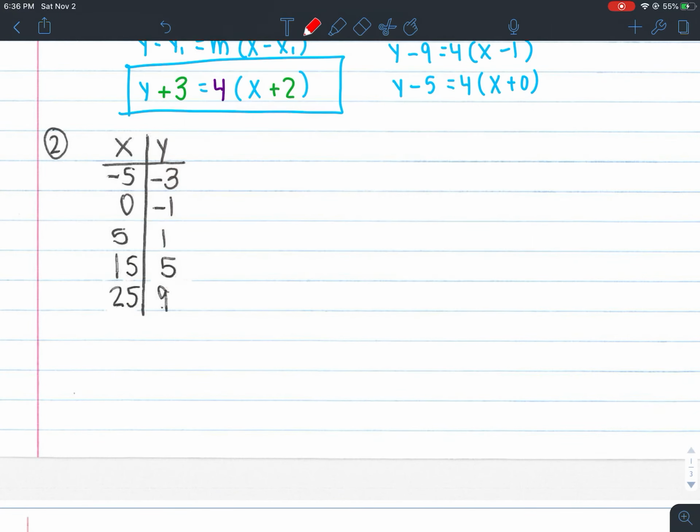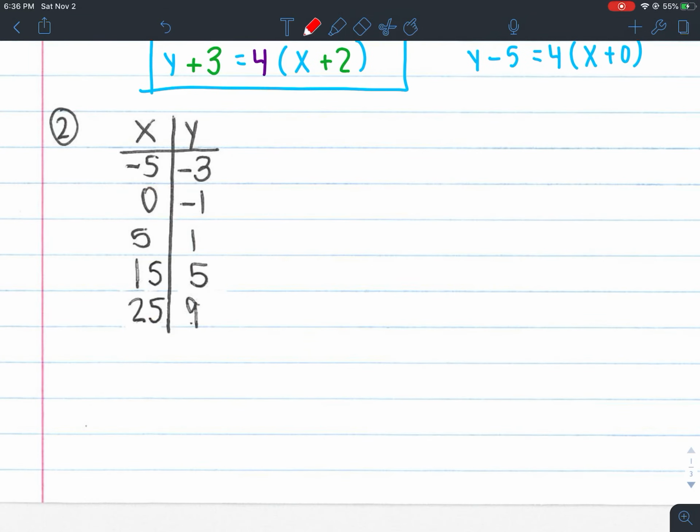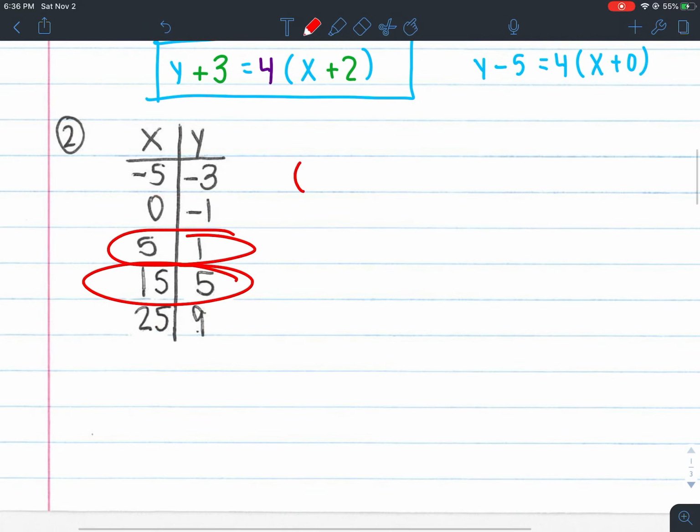Okay, sorry, I keep saying okay over and over. Same thing for number 2. We can pick a bunch of points here, but we don't have a slope, so we need to find our slope. Let's go ahead and pick 2 points. Let's pick the middle ones right here. So my first point I picked was 5, 1, and the second one was 15, 5.